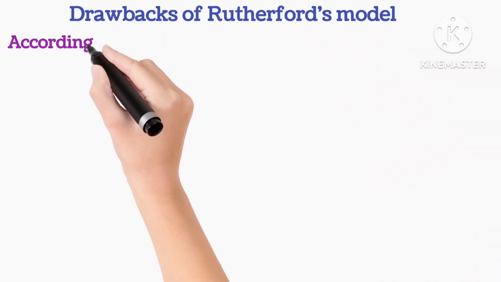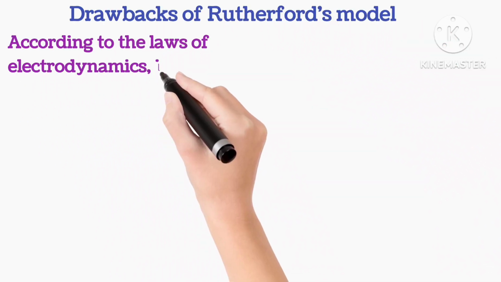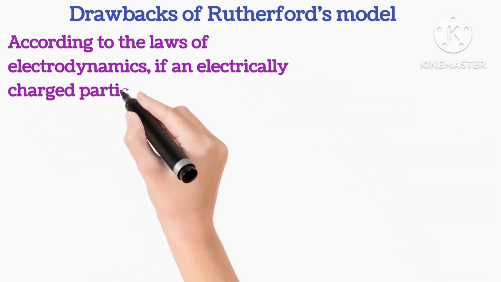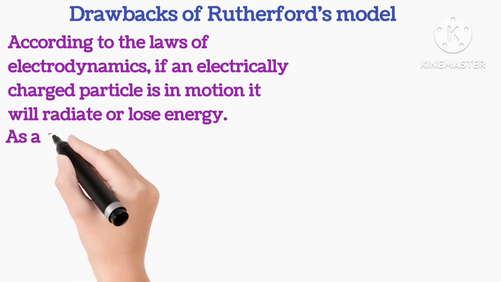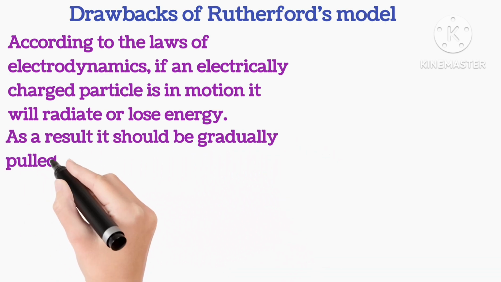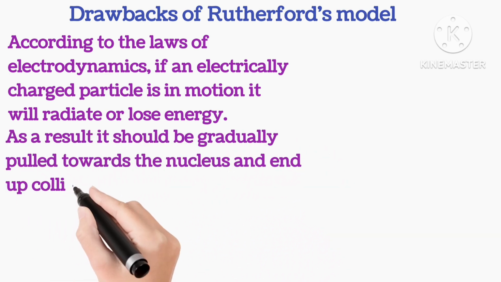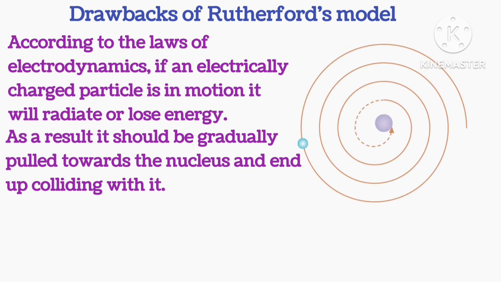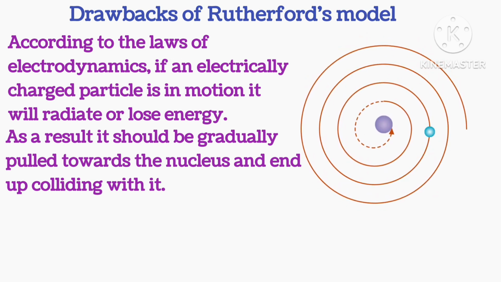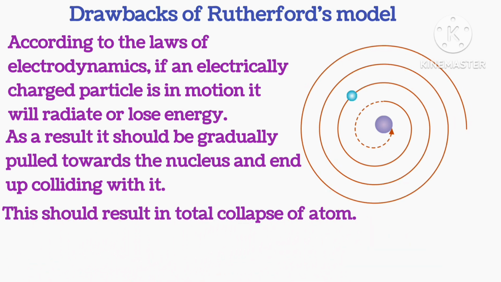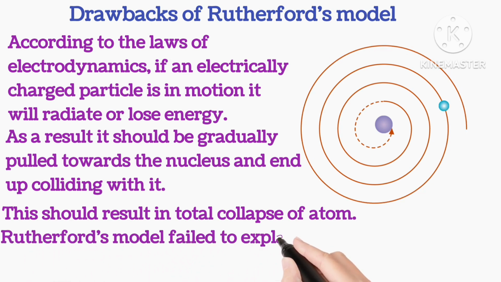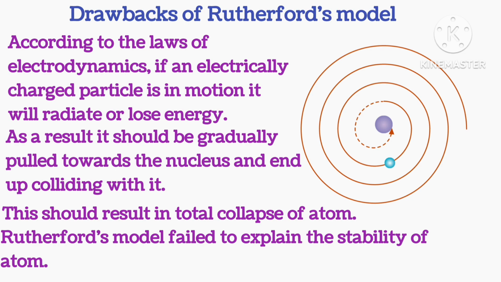Drawbacks of Rutherford's model. According to the laws of electrodynamics, if an electrically charged particle is in motion, it will radiate or lose energy, as a result of which it should gradually be pulled towards the nucleus and end up colliding with it, as you can see in the picture. This should result in the total collapse of the atom. Rutherford's model failed to explain the stability of the atom.